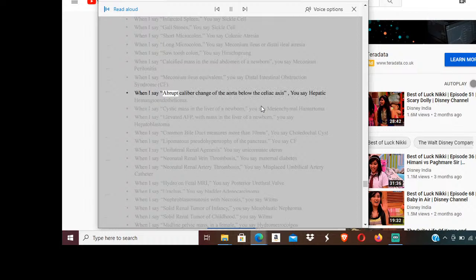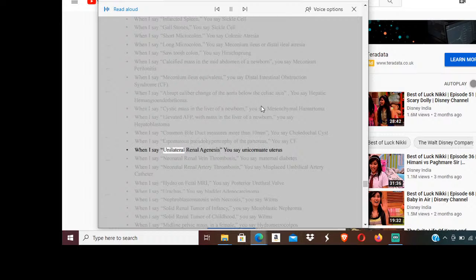When I say abrupt caliber change of the aorta below the celiac axis, you say hepatic hemangioendothelioma. When I say cystic mass in the liver of a newborn, you say mesenchymal hamartoma. When I say elevated AFP with mass in the liver of a newborn, you say hepatoblastoma. When I say common bile duct measures more than 1 cm, you say choledochal cyst. When I say lipomatous pseudohypertrophy of the pancreas, you say CF.